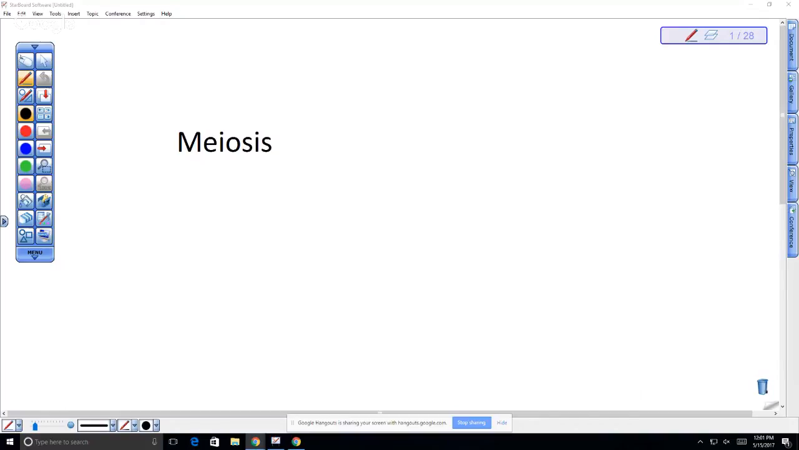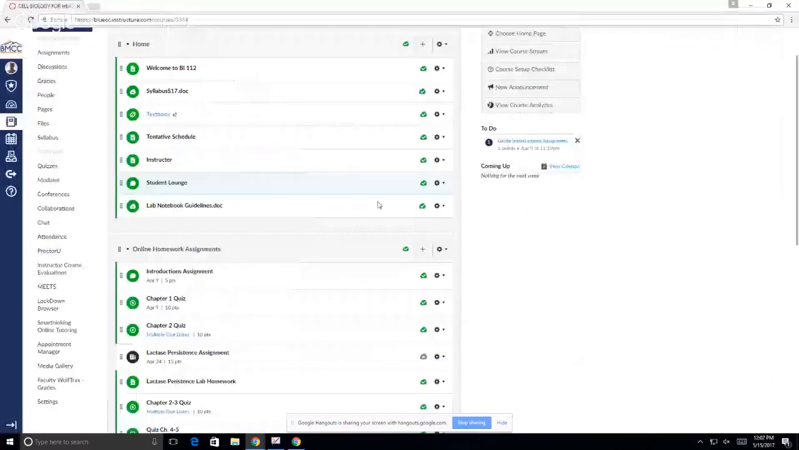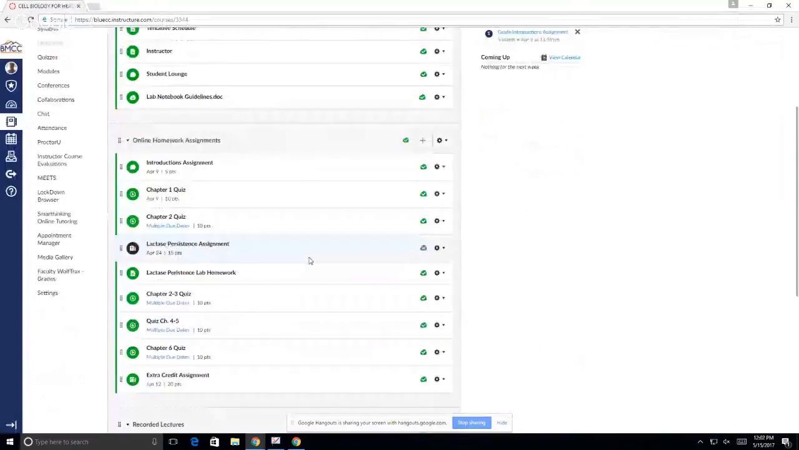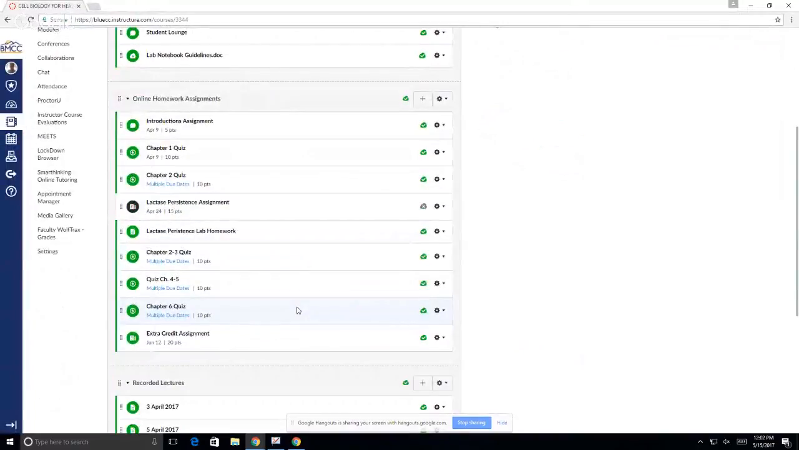So you can go into Canvas and see what your current grade is. Okay. And you can also notice that I put in a new assignment, which is your extra credit assignment. This extra credit assignment is something that you are going to submit online, and it's optional, and it doesn't count into your grade. And it is due the Monday of finals week.